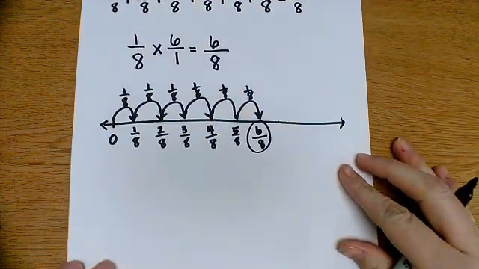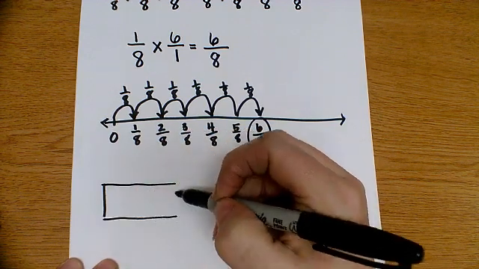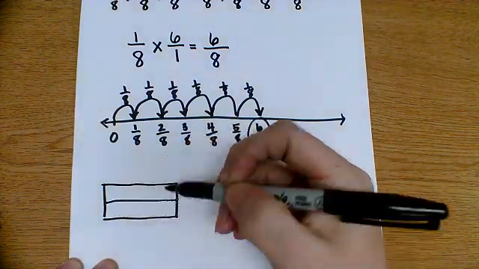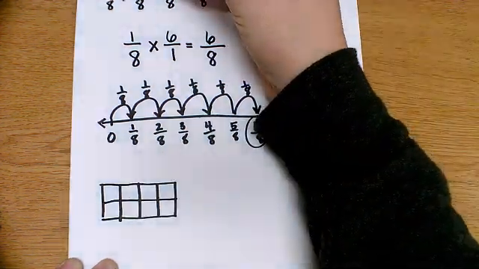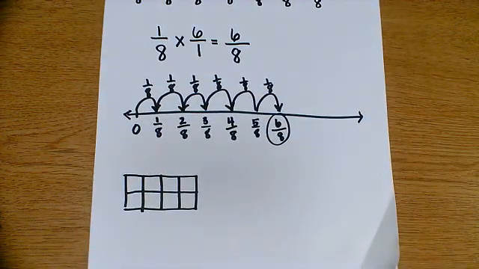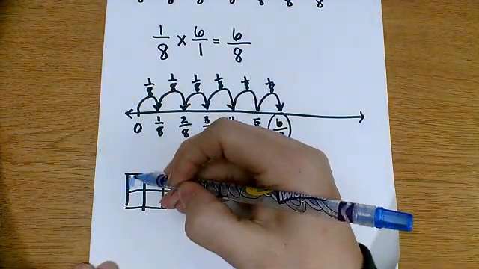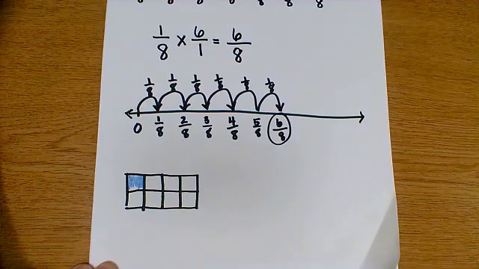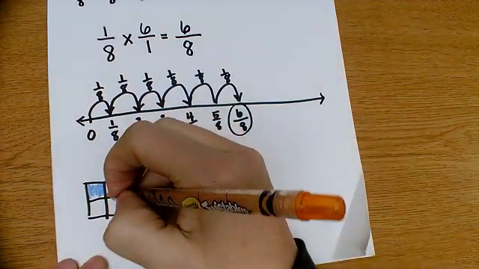You can also use a picture. And so I'm going to draw a rectangle, and I'm going to break it into 8 parts, because that's what my denominator is. My denominator is 8 up here. So I'm going to break my picture into 8 parts, and I am going to color each group a different color. So I'm going to make 1/8 here. So again, I'm doing this for 6 different groups.